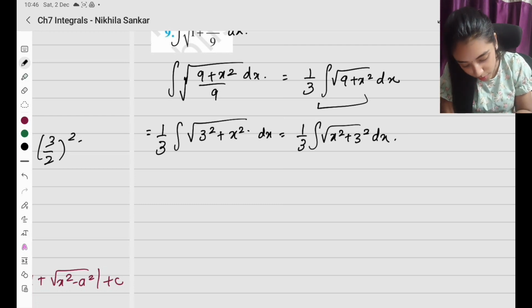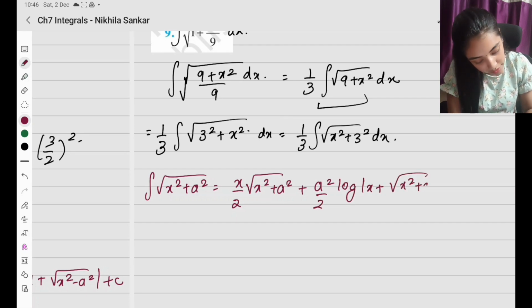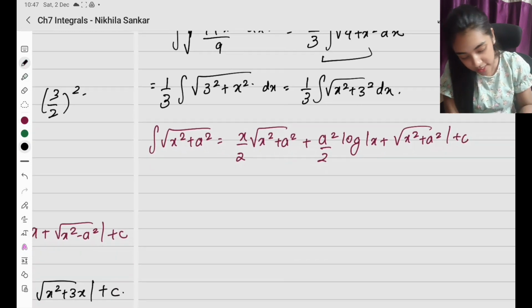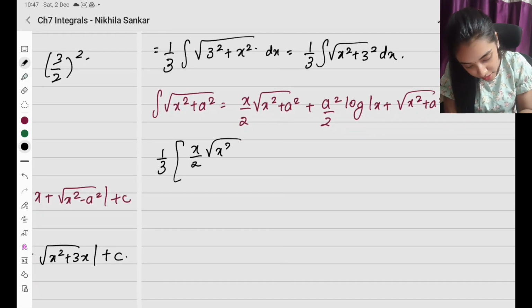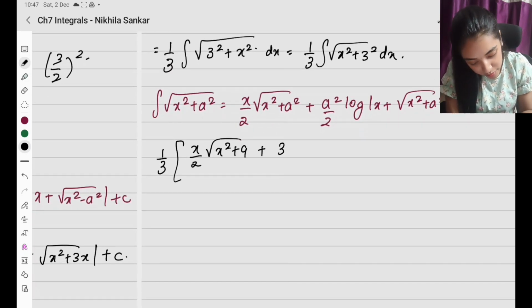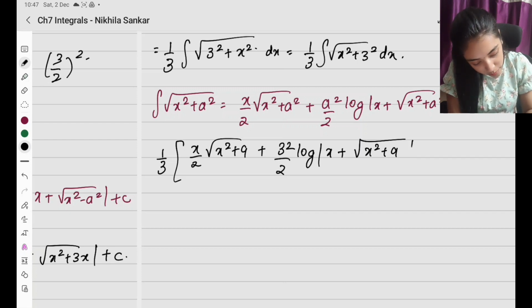Okay. So what is the formula? Write the formula first. Integral of root of x square plus a square is going to be first x by 2 square root of x square plus a square plus a square by 2 log mod x plus square root of x square plus a square plus c. So when I substitute the values, I already have a 1 by 3. I'll open a bracket. Now for the integral I have x divided by 2 square root of x square plus a square, which is going to be x square plus 9, plus a square, which is 3 square, divided by 2 log mod x plus square root of x square plus a square, which is again x square plus 9 plus c.